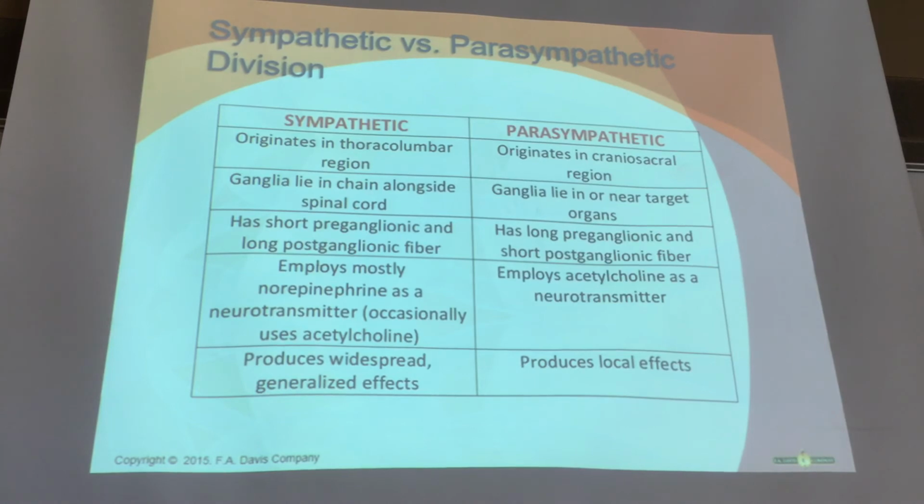Parasympathetic. This originates in your craniosacral regions. The ganglia lie in or near the target organs, has a long pre, short post, and it employs acetylcholine as a neurotransmitter, and it produces very specific local effects. If you're digesting, all it needs to do is innervate and control your digestive system, right?